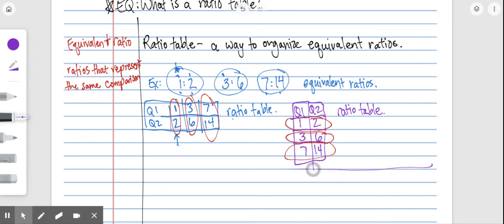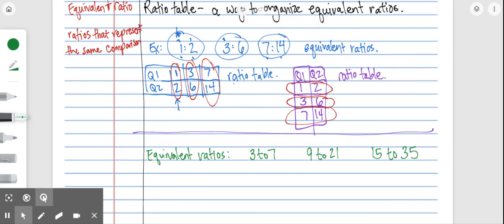So let's look at a few ratio tables. Well, let's start by setting up some ratio tables. Okay, so we're going to set up a ratio table. So I have the equivalent ratios 3 to 7, 9 to 21, and 15 to 35. Now let's check and make sure that they're equivalent, just to check our answers.